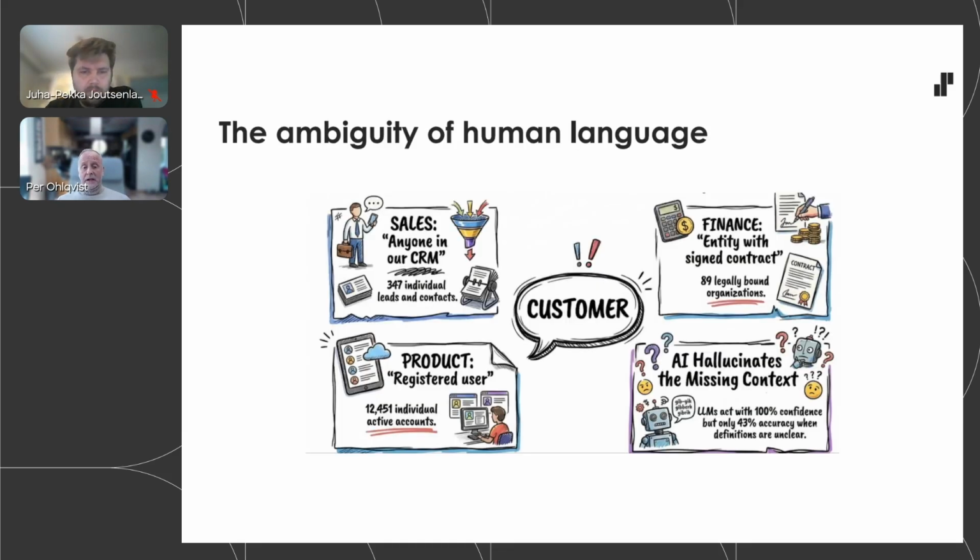This can be illustrated by the classical debate of what customer really means. In the same company, it typically means slightly different things. We see a semantic drift in action. Same word, completely different meanings. And this is what linguists call homonyms. And it's everywhere in our business language.